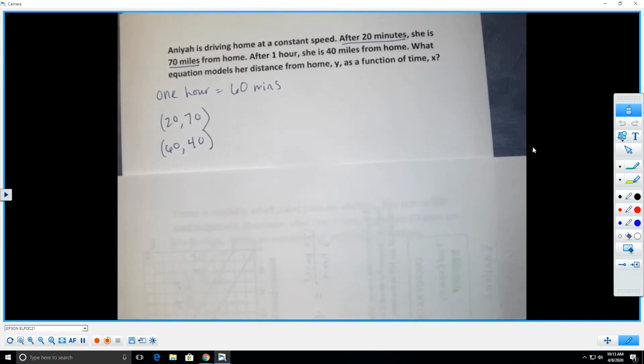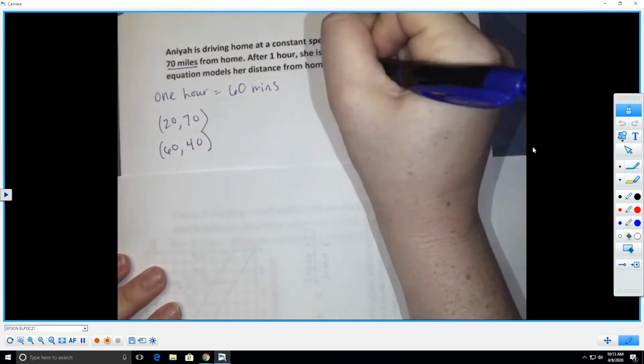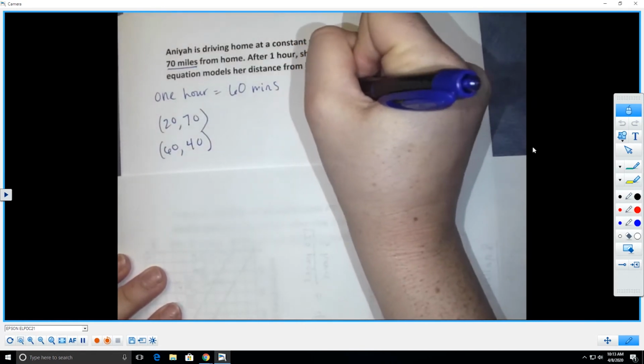The 2 points can be used to find the rate of change. To find the initial value, the rate of change can be substituted for m and the coordinates of 1 point in x and y in the equation y equals mx plus b, and then the equation can be solved for b. That's a lot of information. So let's start with our slope.